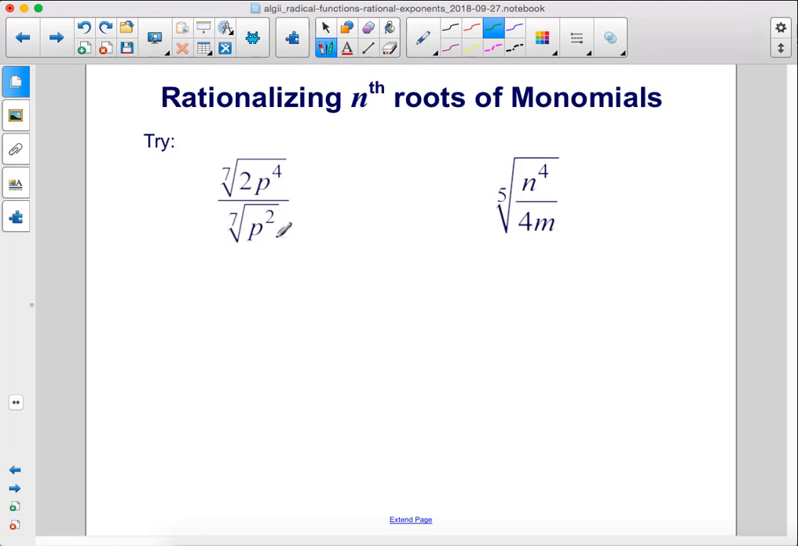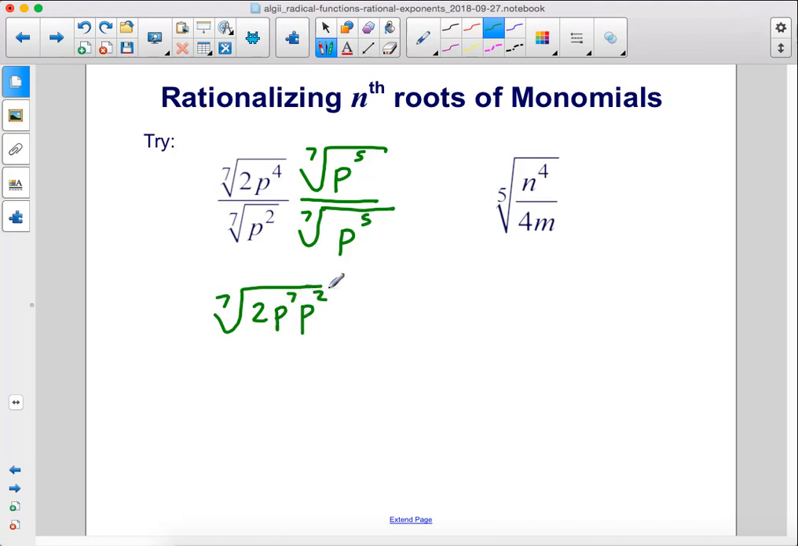So if we wanted to cancel this radical out, we would need this to be p to the 7th power. So in order to do that, we need the 7th root, which is the same as it is here, of p to the 5th power, because p squared times p to the 5th will give us p to the 7th. So we have to multiply the top by the 7th root of p to the 5th as well, and that gives us the 7th root of 2 times p to the 9th, which we can write as p to the 7th times p squared. So this is p to the 9th, which is 4 plus 5.